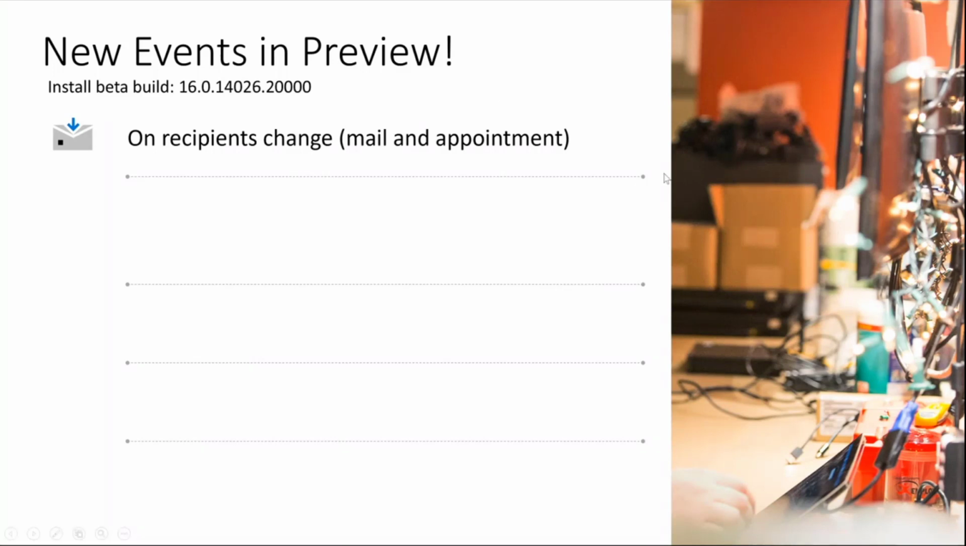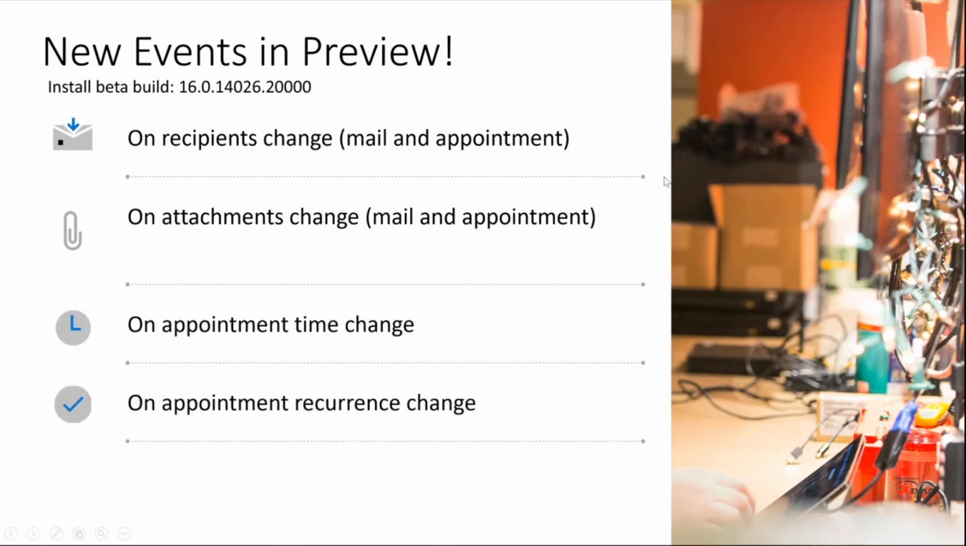Among others, you will have the recipients change event. You will have the attachments change event as well, so every time someone adds an attachment, you're going to be able to get some logic there. And the same is true for appointments. Every time you change the time or date of an appointment, or if you change the recurrence of an appointment, there are going to be events for you to do some logic there.